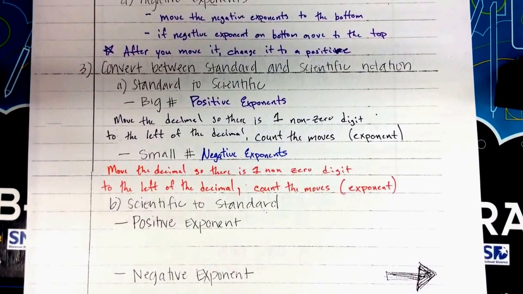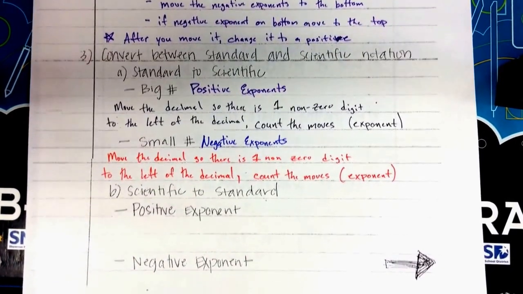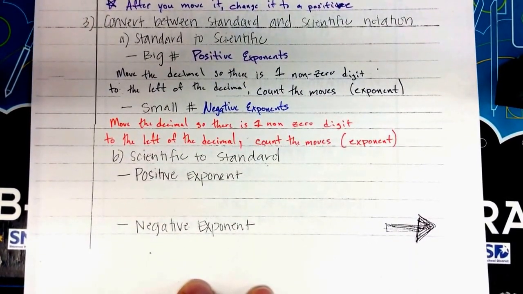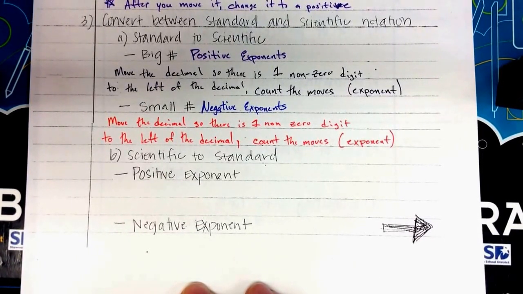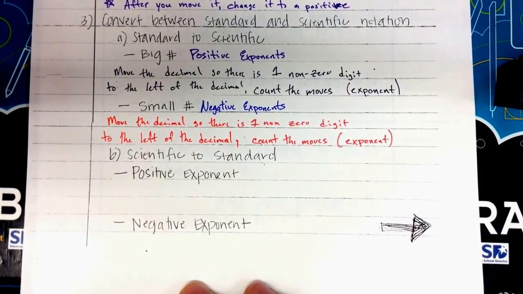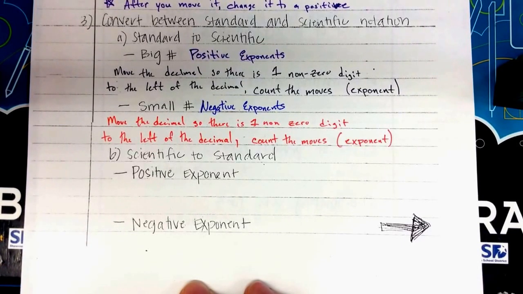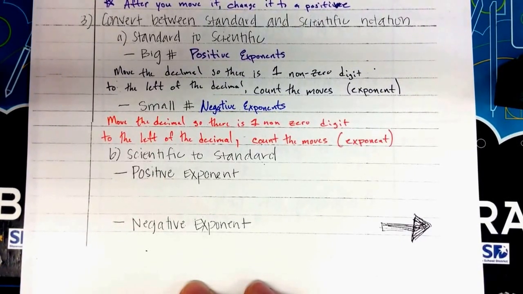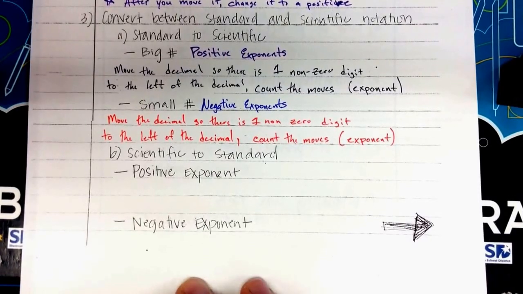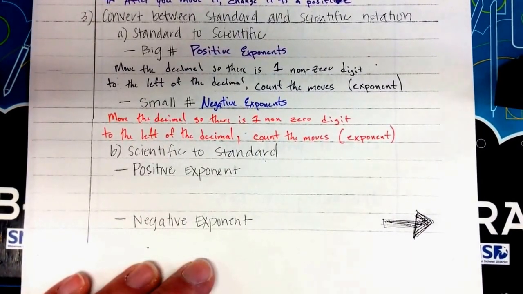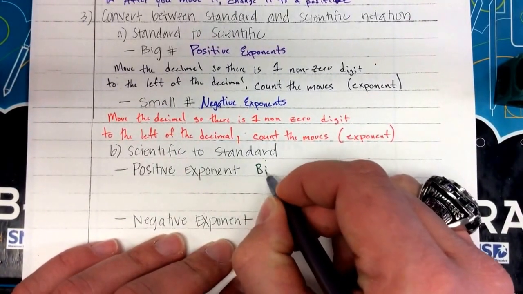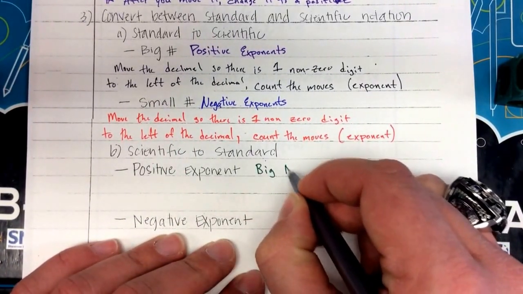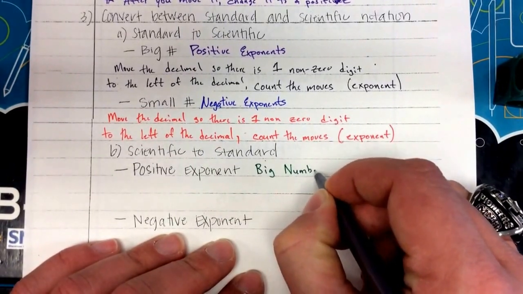So what about if we're moving from scientific to standard notation? Well, so you have a positive exponent. What does that mean? What kind of number is it going to be? Big number. It's going to be a big number. So positive exponents mean big numbers.